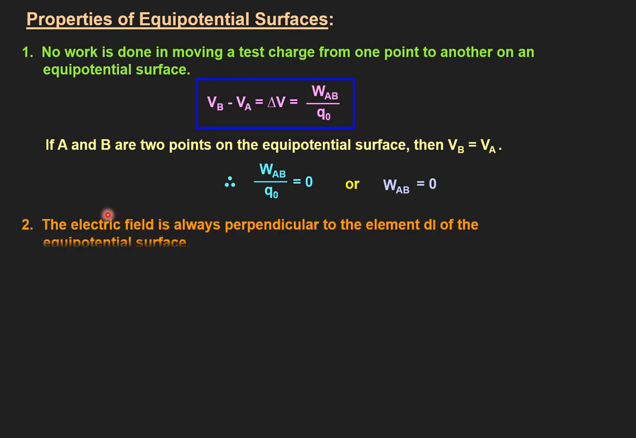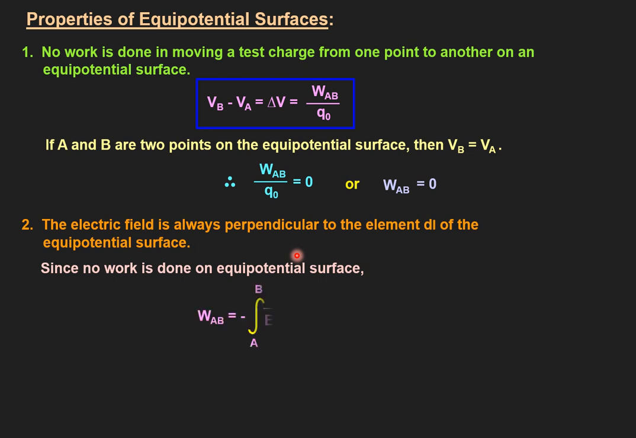The second important property is that the electric field is always perpendicular to the element dl of the equipotential surface. That is, if you take any small element on the equipotential surface, the electric field at that point will always be perpendicular. So how can we prove this? We know that work done is equal to force into displacement. If we take the test charge as a unit positive charge, force will be Q into E, and Q is already 1, so there is no need to write it.